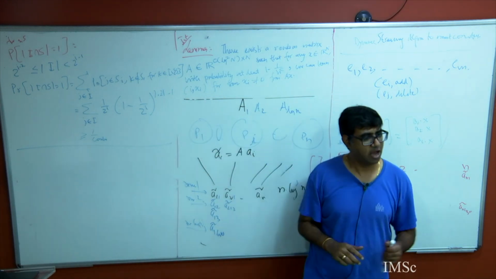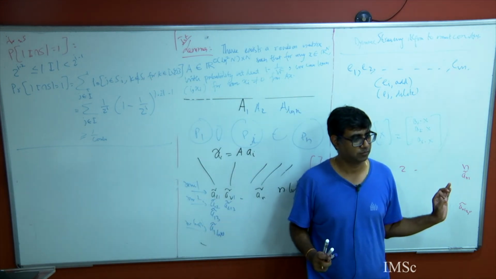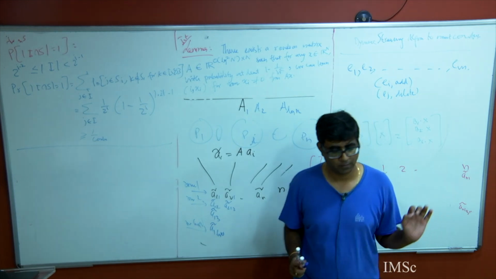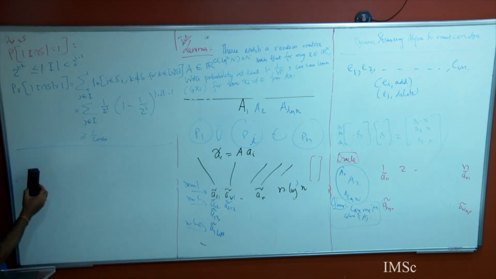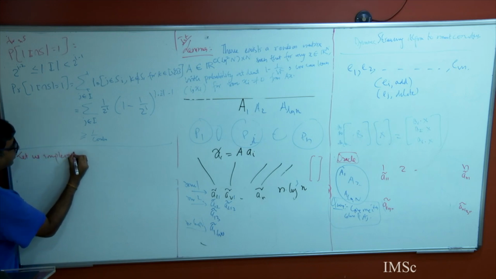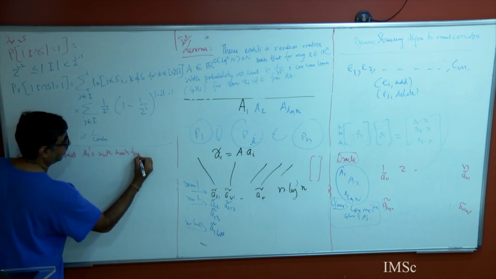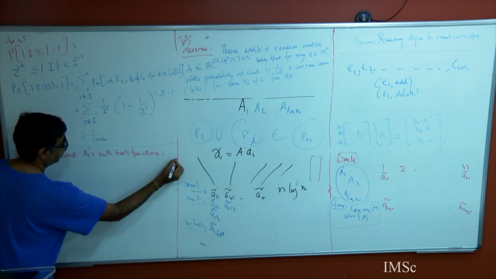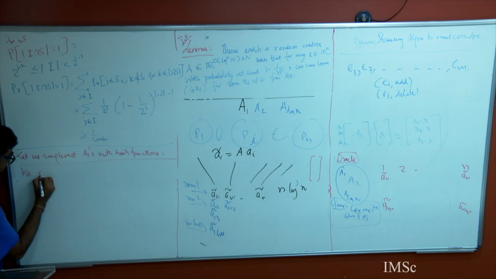So now what we will show is that we can implement this whole idea with two-wise independence. Let us implement this with hash functions. And this is cool. At least it blew my mind, so I hope it does yours too.